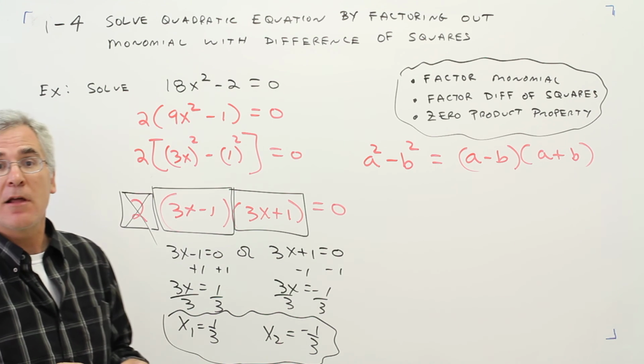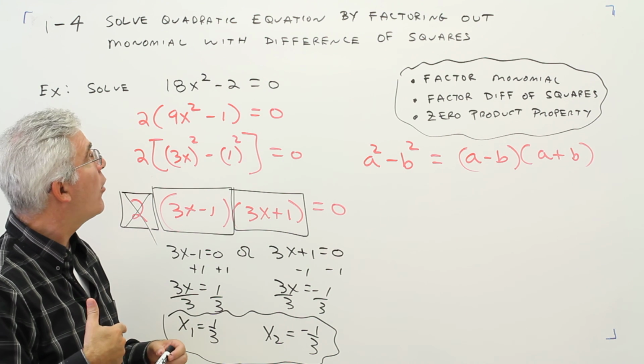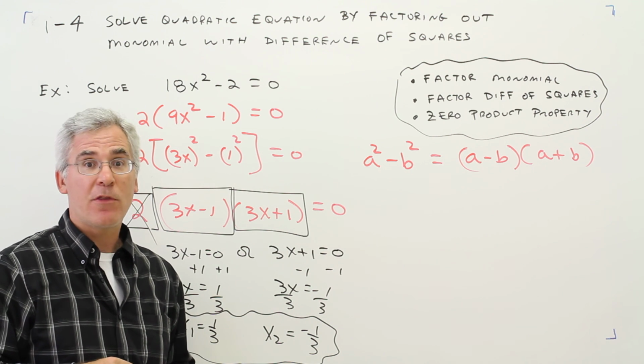And there you have it, how to solve a quadratic equation by first factoring out the monomial and then factoring with the difference of squares.